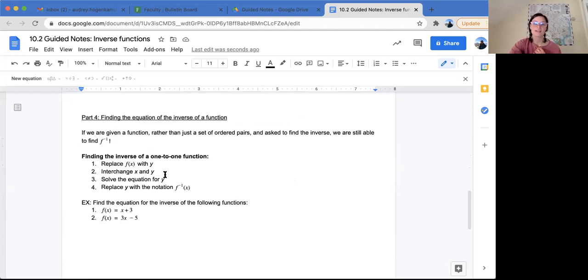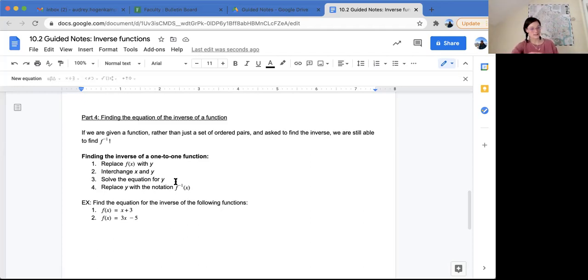Part 4 is finding the inverse of a function if we're actually given a function instead of a bunch of ordered pairs that we can just switch. This is also pretty straightforward, not too bad. The way that we do this is we replace f of x with y. Remember, those are both ways that we can denote functions. We could write it as f of x equals x squared plus 2 or y equals x squared plus 2. Doesn't matter. So we replace f of x with y, we interchange x and y, solve the equation for y, and then replace y with the notation f inverse of x.